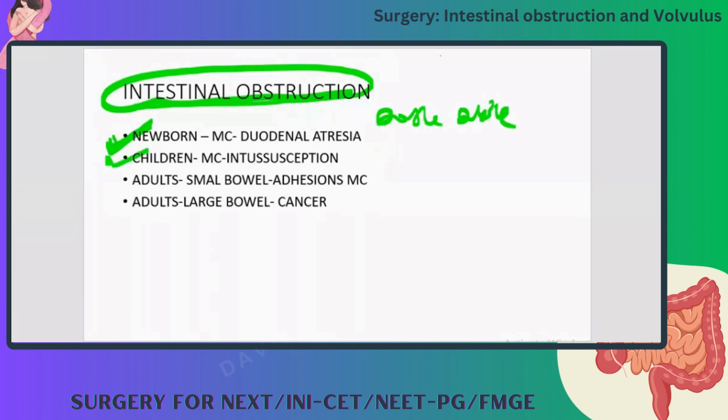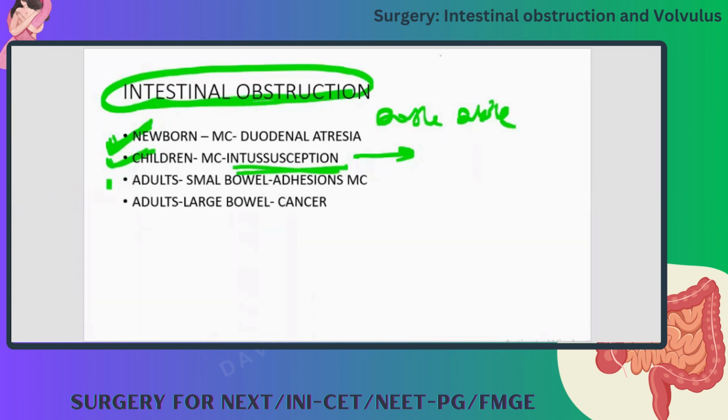In children, the most common is intussusception. What is intussusception? Overlapping of segments, or a better term, telescoping. Suppose this is one bowel and this is another bowel. One part of the bowel goes into the other part and forms an obstruction. This is telescoping. This is the most common cause in children.